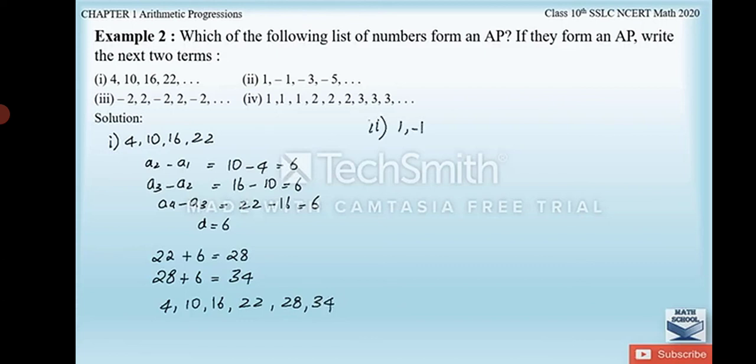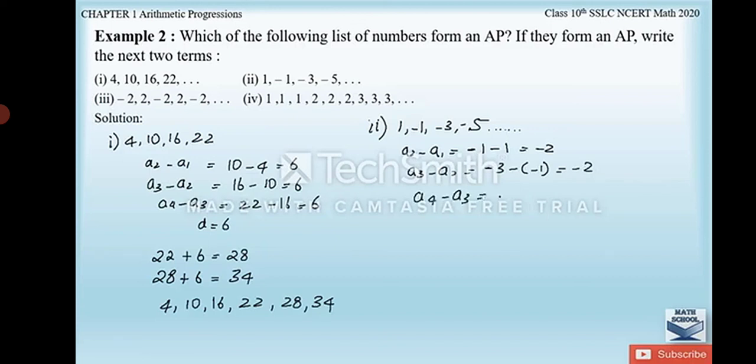Next, number 2: 1, minus 1, minus 3, minus 5. Here also, we have to find the common difference. A2 minus A1: A2 is minus 1 and A1 is 1. Minus 1 minus 1 is equal to minus 2. Then A3 minus A2. A3 is minus 3 and A2 is minus 1. So minus 3 minus of minus 1, and minus of minus 1 is plus 1. Minus 3 plus 1 is equal to minus 2.